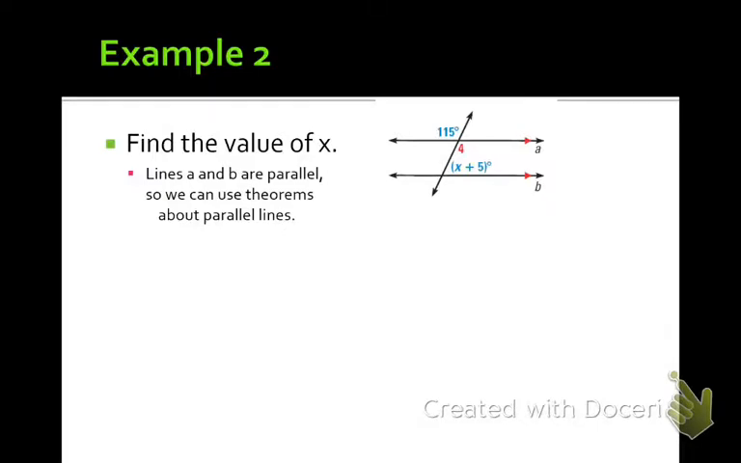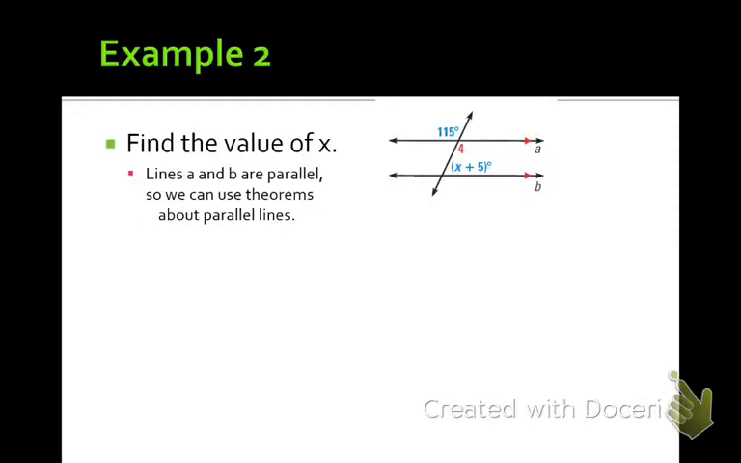Well, they want the measure of angle 4. No, they want the measure of angle x. How would we find the measure of angle x? What would I do first? 115 and x plus 5 don't correspond, so I can't say they're the same. Yes? We'll find the measure of angle 4 first.